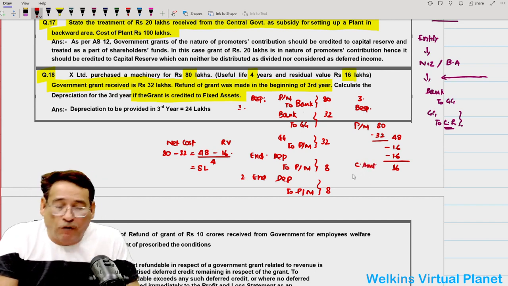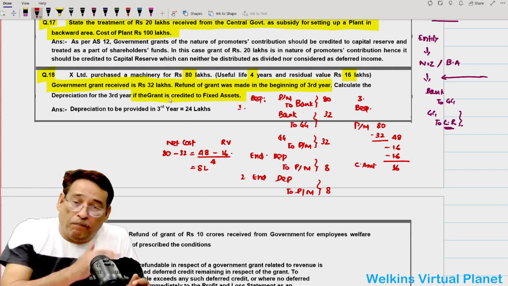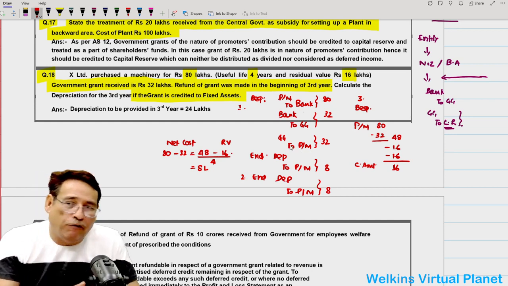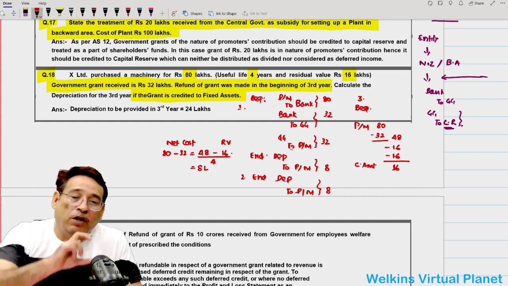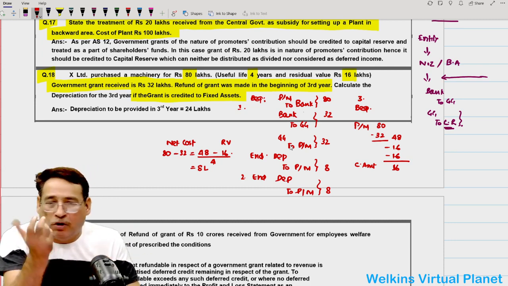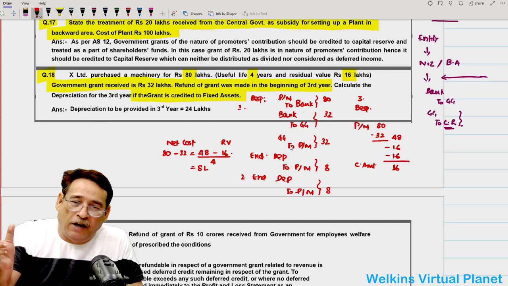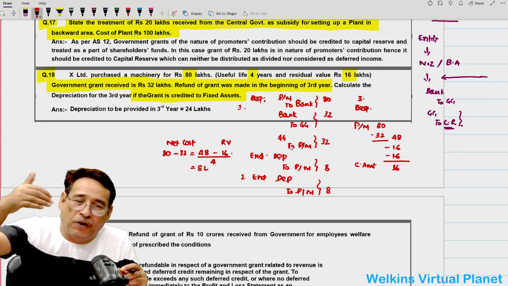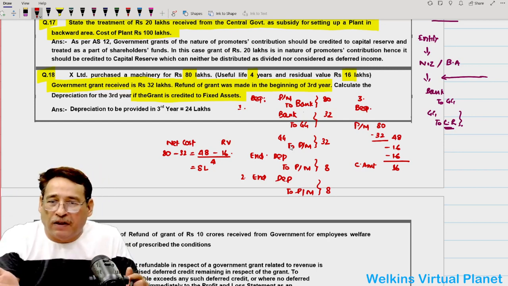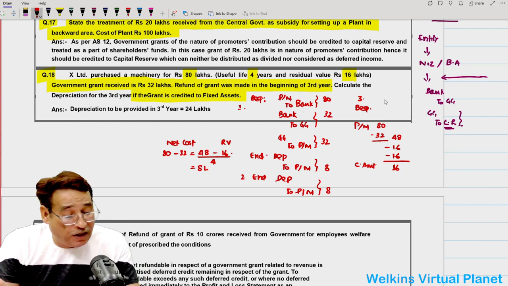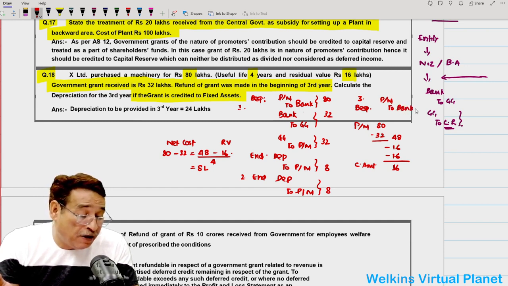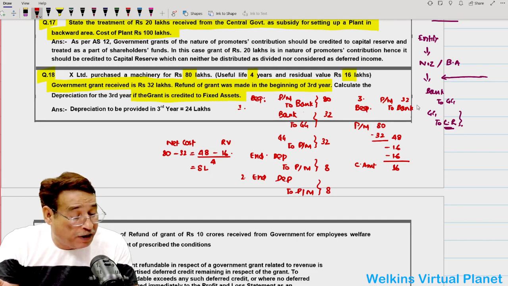Now in the beginning, what happened? We have to refund the amount because we credited the amount to plant and machinery earlier. Before you refund the grant, you need to visualize where you took the grant earlier. You credited it to plant and machinery. When you received the grant amount, your cost of plant and machinery got reduced. So now you will increase it. You will pass an entry like this: plant and machinery account debit to bank account. When you refund the grant amount, the value of the plant and machinery will increase by 32.